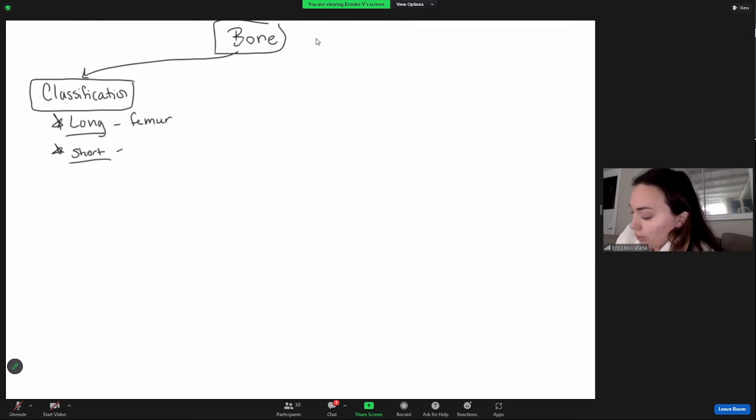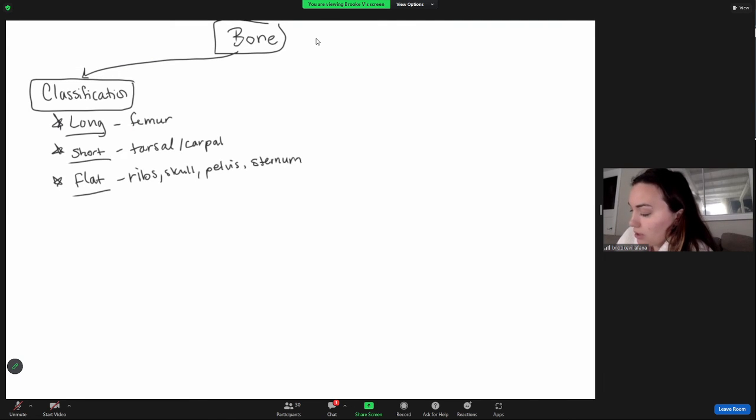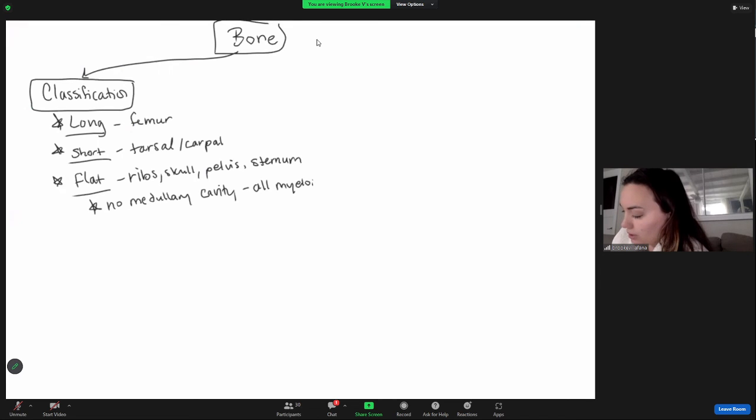Short bones are going to be short, nearly equal length and width. Examples are the tarsal and carpal bones in your hand and your feet. Flat bones are going to be your ribs, your skull, your pelvis, sternum. These are all places where you can picture that the bone is very flat. The important thing about flat bones is that they have no medullary cavity. They are all myeloid tissue.